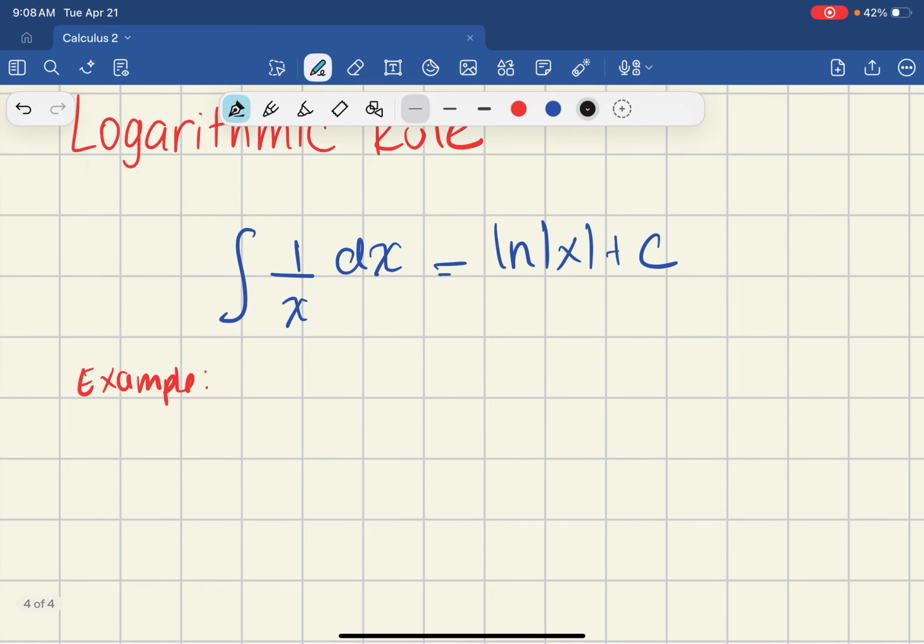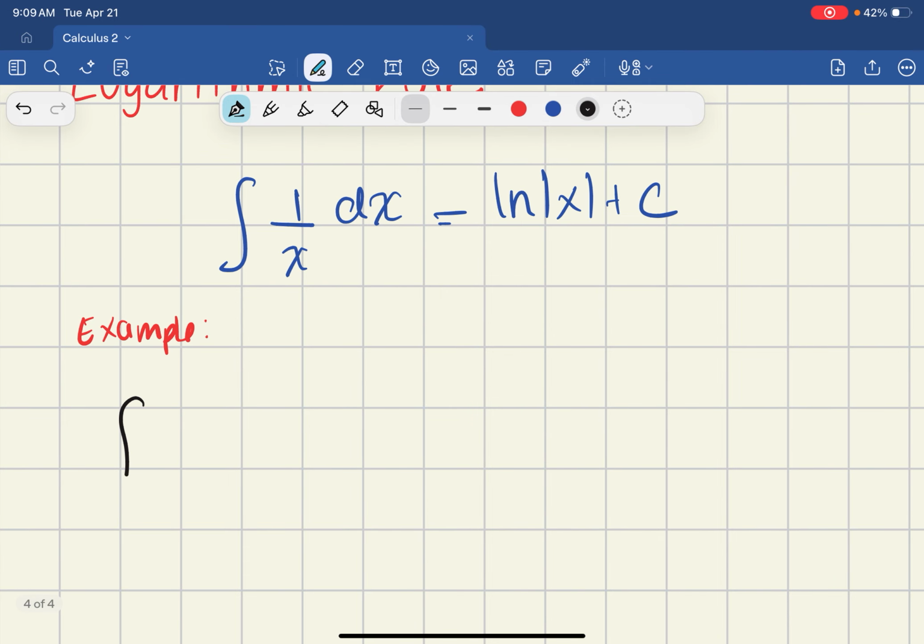So let's say we have the integral of 5 over t dt. How do we apply this? In this case, our x is t, so this is equal to the natural log of the absolute value of t, plus c. But notice that I'm forgetting something right here: you still have to put the constant out front, so this is 5 times that.